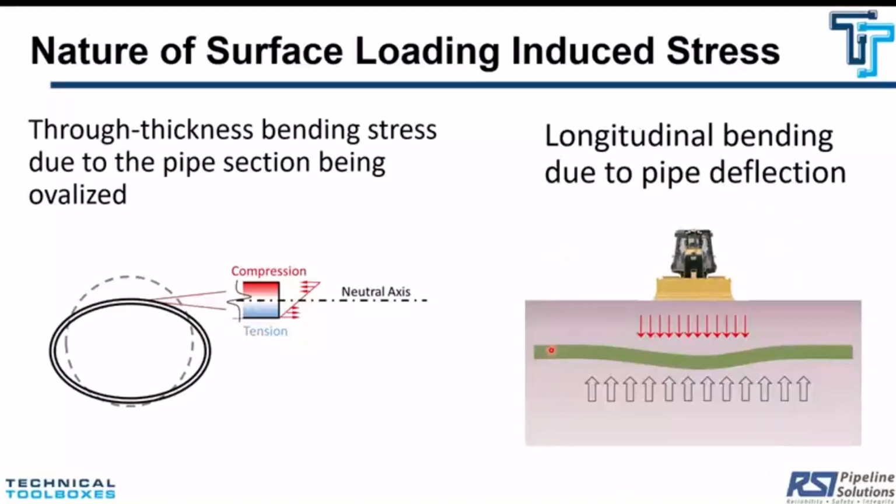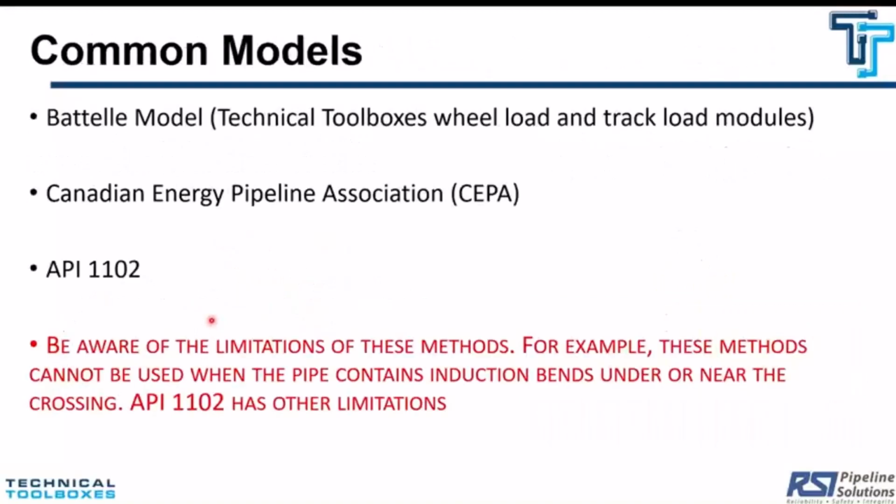There is also a local bending, which is similar to what we have on the left-hand side. It's in the longitudinal direction instead of circumferential. And that local bending creates a through thickness bending, much like what you can see here, but in the longitudinal direction. So the CEPA surface loading calculator calculates all those stresses and then adds them together to calculate the total stress. Then the total stress is compared against whatever allowable limits you have for your pipe.